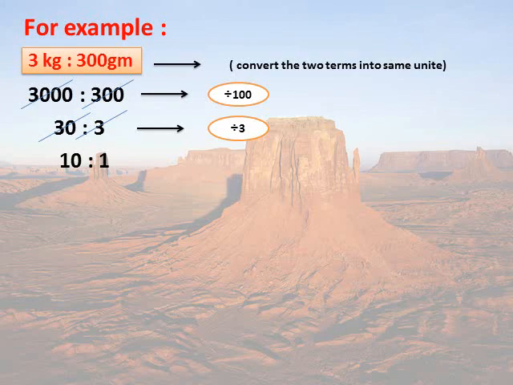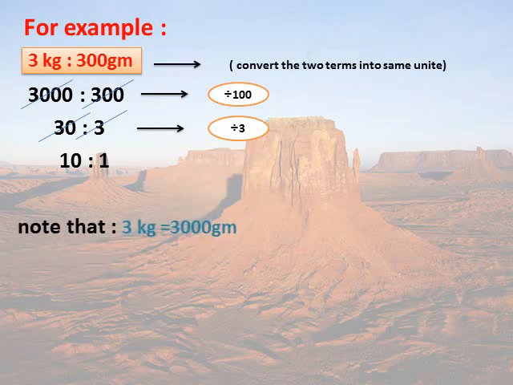10 to 1. Again, for example, 3 kilograms to 300 grams. We must convert the two terms into the same unit. 3 kilograms in the unit of gram equal 3000, as 1 kilogram equals 1000 gram. Okay, 300 gram, we can divide the two terms by 100. 3000 divided by 100 equals 30, and 300 divided by 100 equals 3. 30 and 3, we can divide the two terms by 3 to get the simplest form of the ratio, which equals 10 to 1.